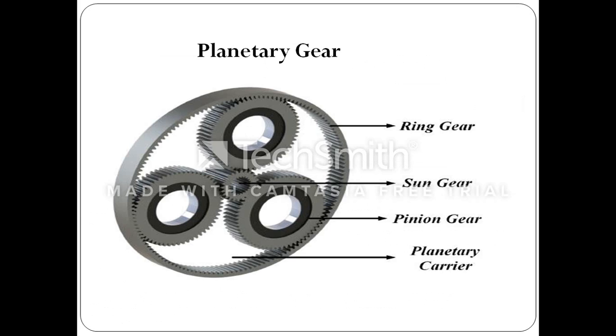Now next is planetary gear. So the structure of planetary gear is shown here, as shown in that figure. Here are the ring gear, then sun gear, then pinion gear and planetary carrier as shown in that figure. So that is the structure of planetary gear.